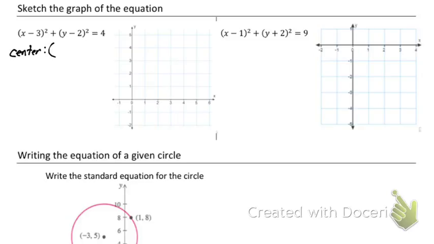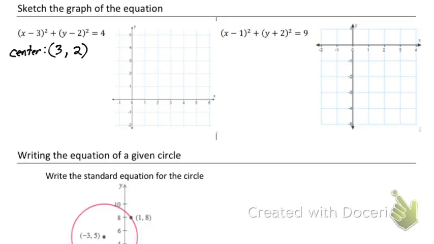the center will be just 3, 2. The way I think about it is, what x value actually makes this statement equal to 0? If I plug a 3 in there, 3 minus 3 gives you a 0, so it's going to be 3. What y value gives me a 0 when I have y minus 2? That is going to be a positive 2. So our center is actually going to be 3, 2.